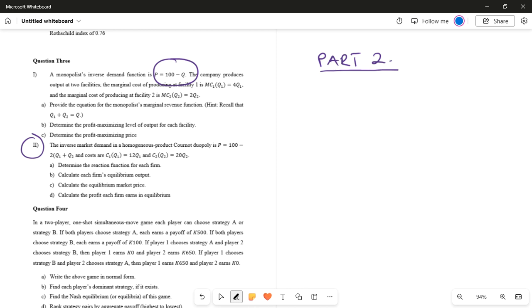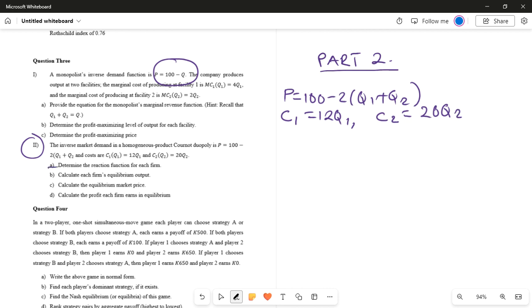The inverse demand is P is equal to 100 less 2 open brackets Q1 plus Q2. So that is the inverse demand function, right? And then we are also told that the cost of M1 is 12 Q1, and the cost for M2 is 20 Q2, right? Then the question is saying, can we determine the reaction function for each firm?